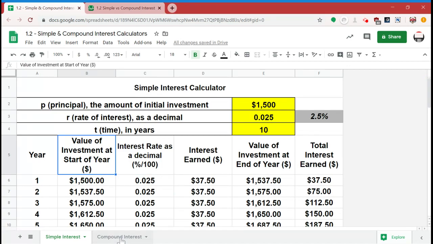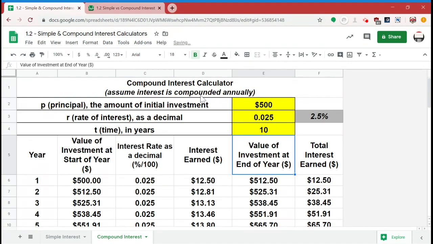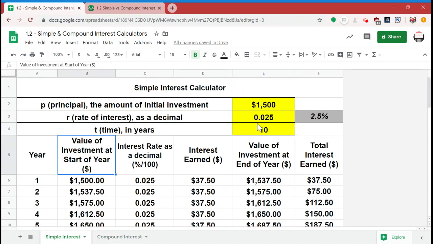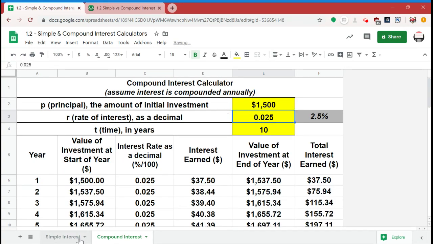Now, let's look at compound interest. So I have a compound interest calculator, and this assumes that the interest is compounded annually. This may not mean much to you now, but we'll talk about this in more detail in 1.3. So my compound interest calculator has the same values of principal, rate of interest, and time. And let me make them exactly the same as I did over here. So let's see. So 1,500 and a 2.5 interest rate for 10 years.